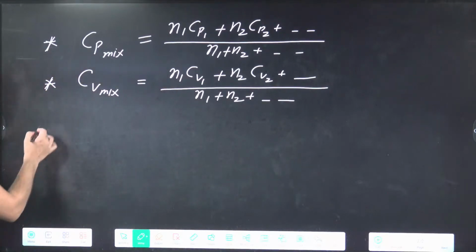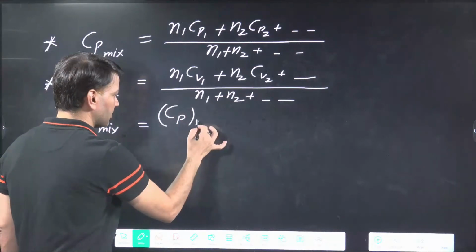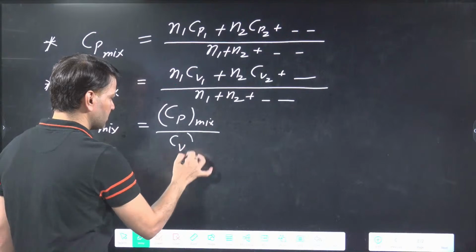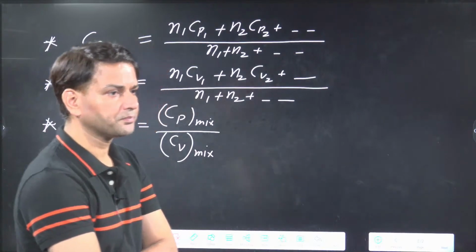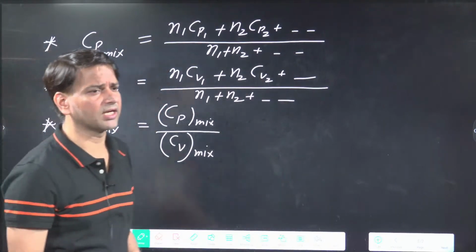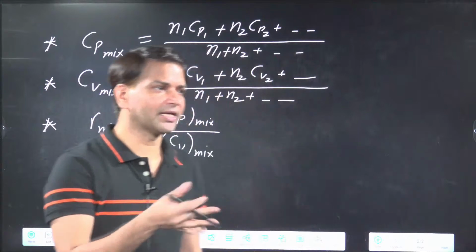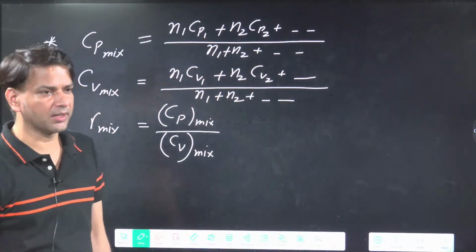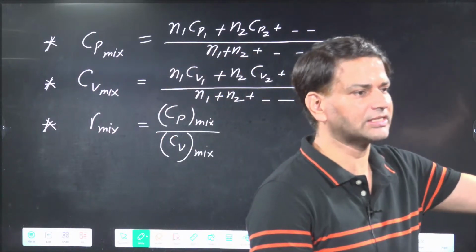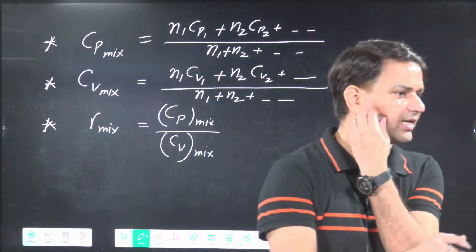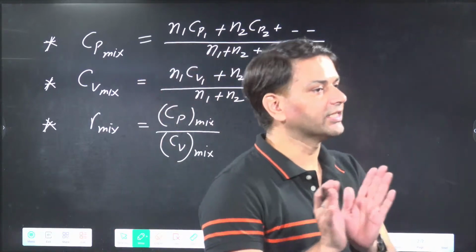Then in that way we can get the gamma mixture also. Gamma mixture is CP mixture upon CV mixture. Completed? This is the easy way to calculate the gamma mixture, because otherwise there is a direct formula for gamma mixture, but that formula is a little bit lengthy and maybe you will mug it up, then you will get confused and get a wrong answer. So gamma mixture is easy to find using CP mixture upon CV mixture. If they have given the gaseous mixture, first we will only find CV mixture.